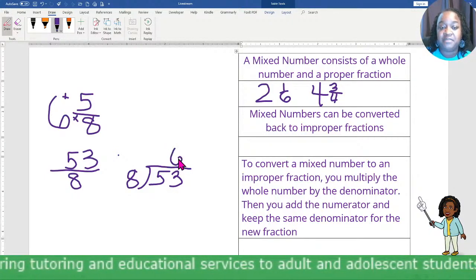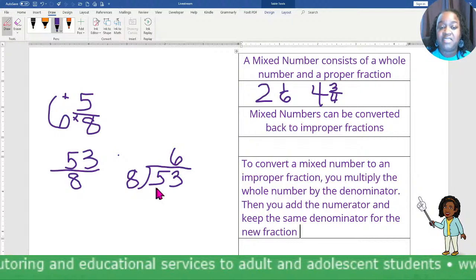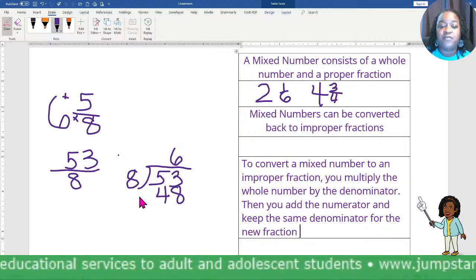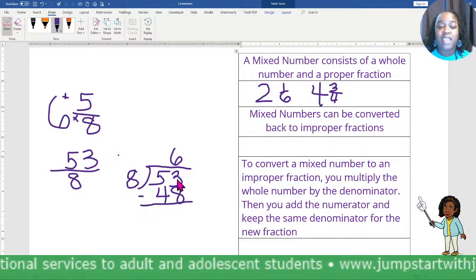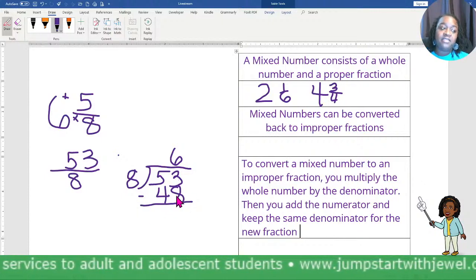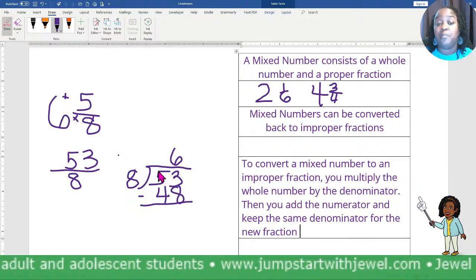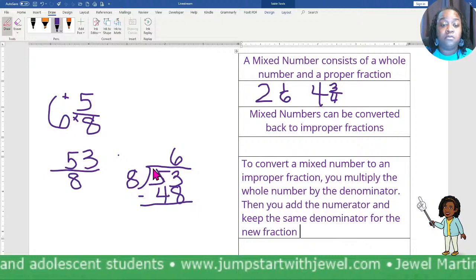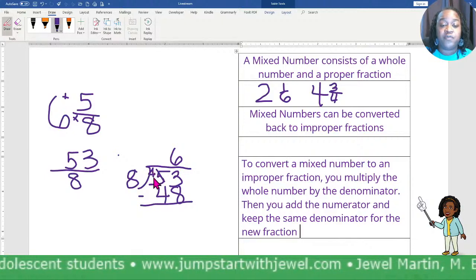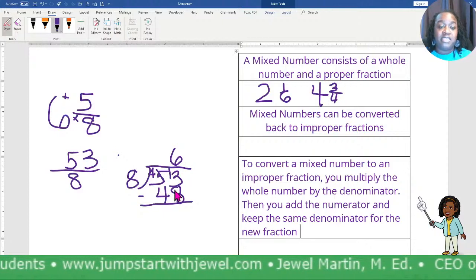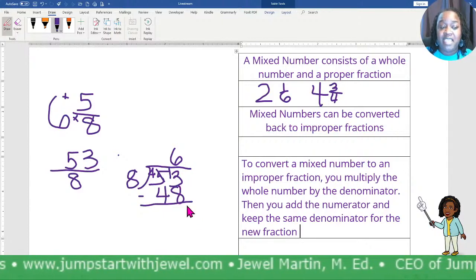It would be 6 times. 8 times 6 is 48. And if you have difficulty subtracting 48 from 53 like this, you can regroup, or we used to call it borrow, if you need to. Put a line through that 5, it becomes a 4. And you give that 10 to the 3, and now it's 13. 13 minus 8 is 5.